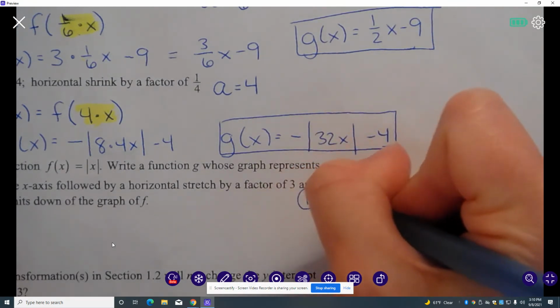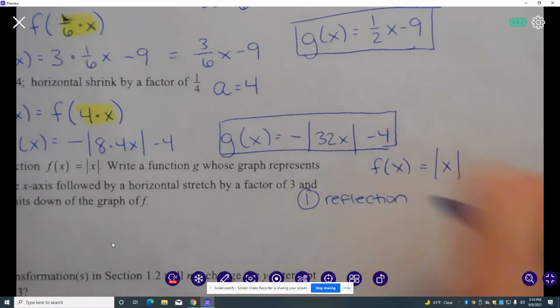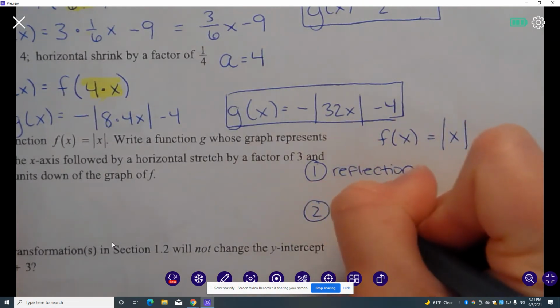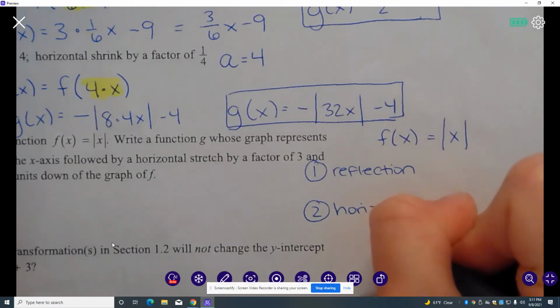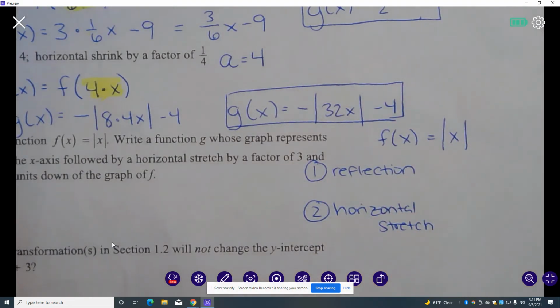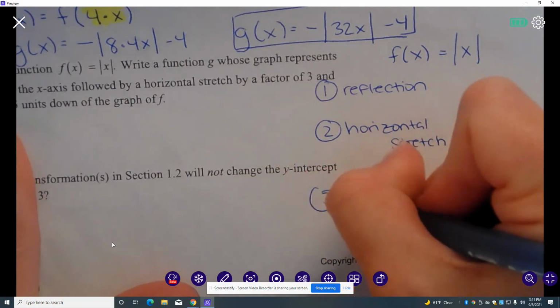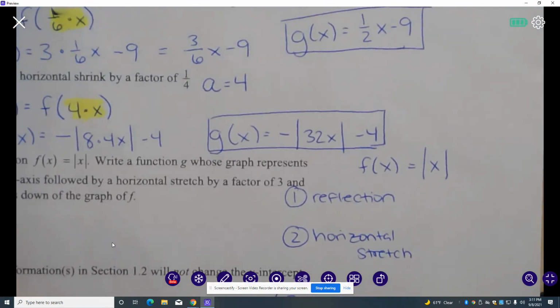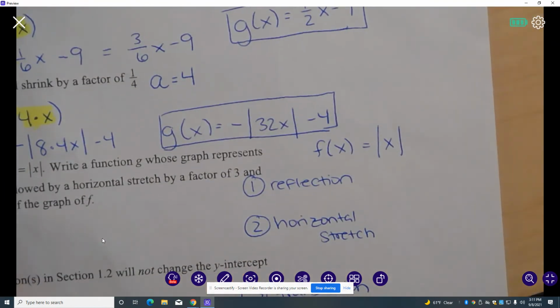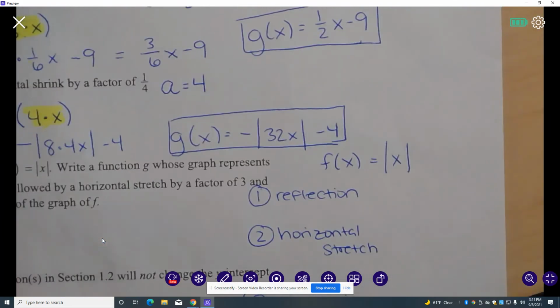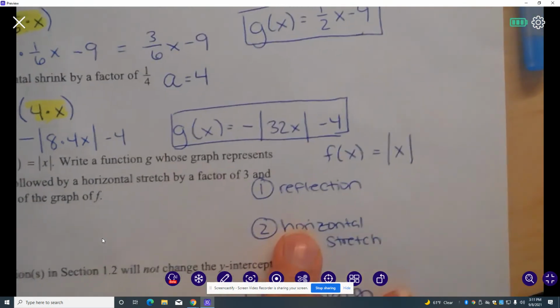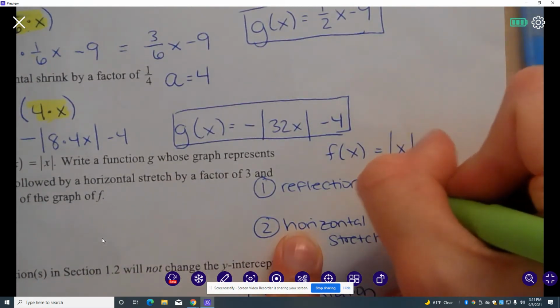We're going to be doing the reflection. Then we'll take that new function and do a horizontal stretch. Then we'll take that new function and do the translation to get our final function that they want. Okay. So let's go ahead, let's do the reflection first, and it's a reflection in the x-axis. So I'm going to go ahead and just name this new function. I'll call it t of x.